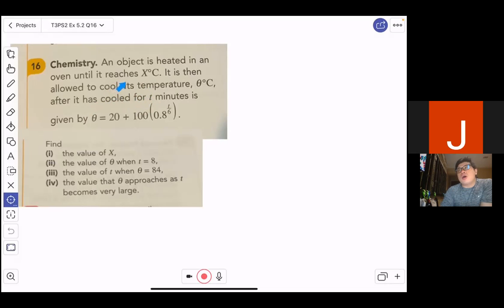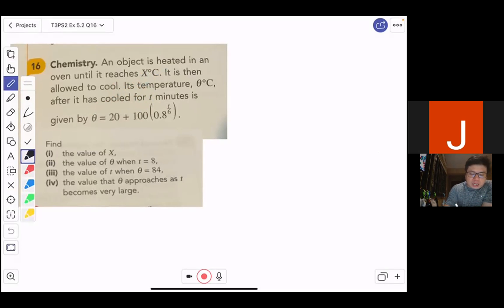At the point where the object has just started cooling, where I'm about to start my cooling process, the temperature is actually X degrees. And the time has started from there, so the time will be equal to 0.